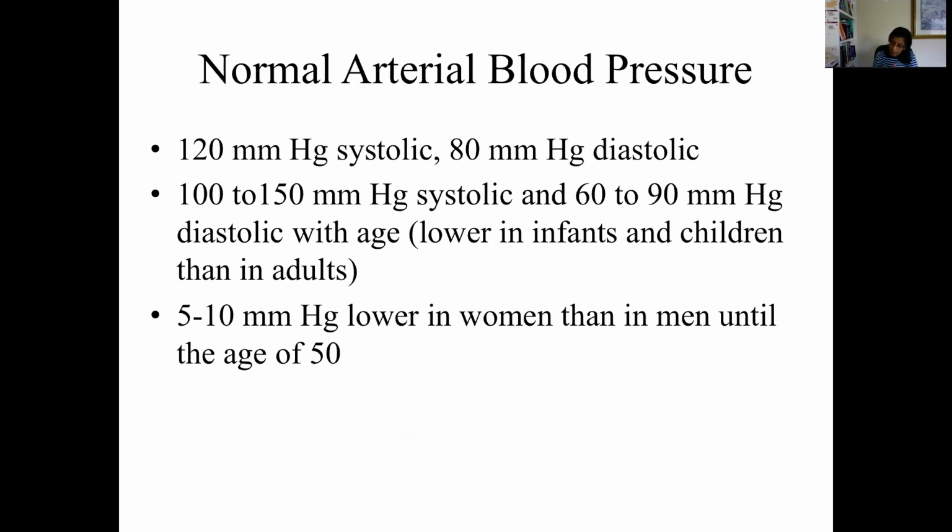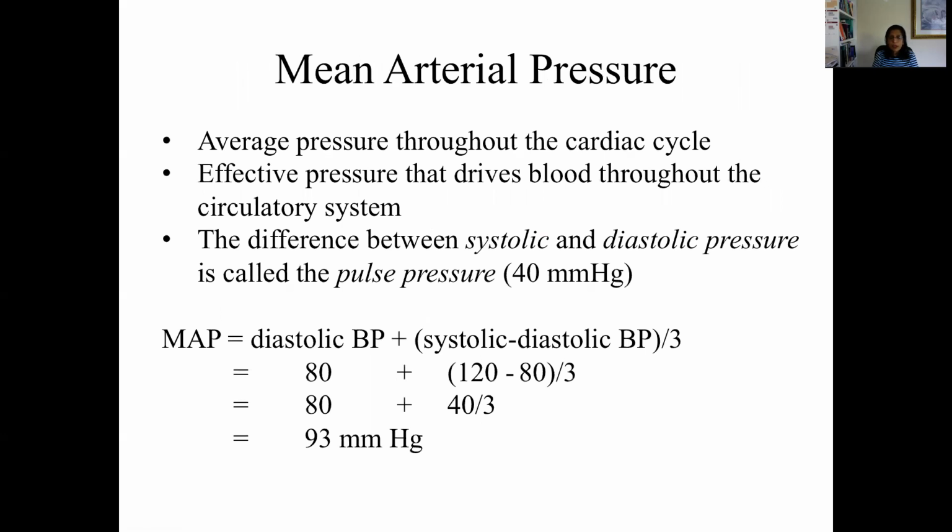Older population would have a higher pressure than the younger population. All right, women tend to have a 5 to 10 millimeter mercury lower than men until about the age of menopause. So we already talked about mean arterial pressure, so we can basically skip this.